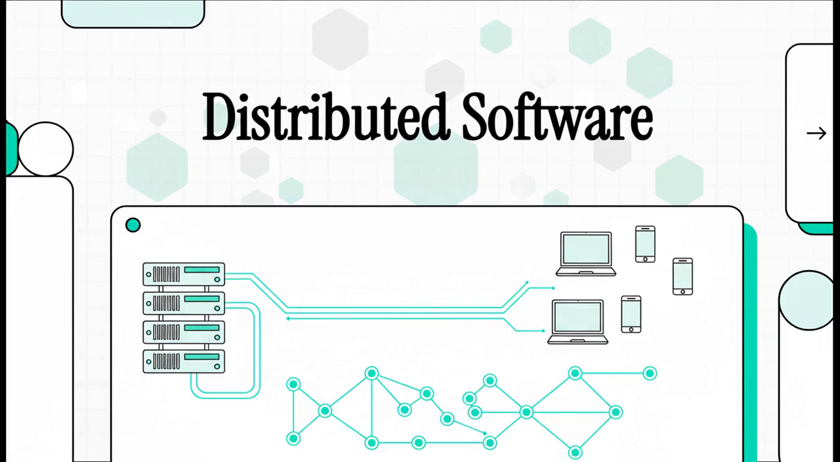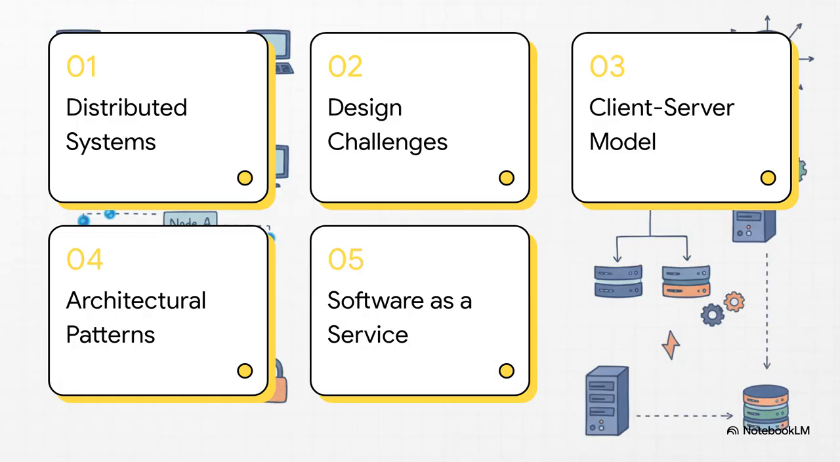I mean, think about it. Whether you're streaming a movie, working on a shared document, or just doing a quick web search, you are using a distributed system. The real magic, though, is that it's all designed to feel like you're just interacting with one single, smooth system.